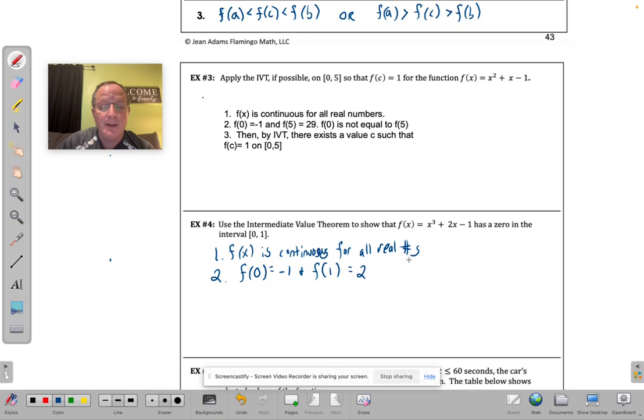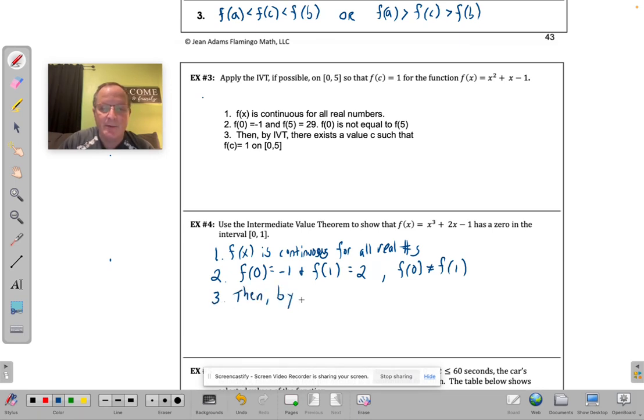Again, f of 0, and this is the reason I wanted to write it this time, is not equal to f of 1. We had to have them not the same. They're not the same. One of them is negative 1, the other's 2. And the good news is 0 occurs in between those two.